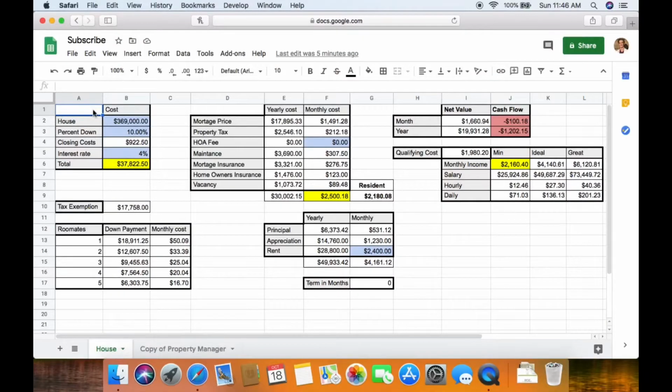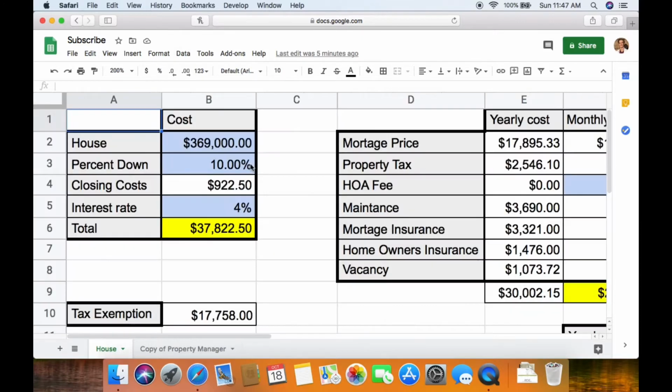So every single thing on the calculator is controlled by 1, 2, 3, 4, 5 different blue boxes. I'll leave a link to this down in the description below so that you guys could use it too. But let's check out this first little area with your costs. Alright, so this box right here is really what matters the most when you're looking at this calculator.